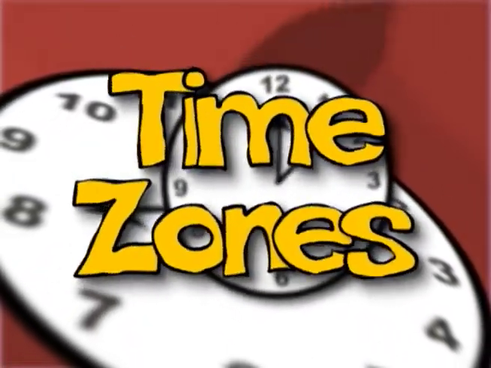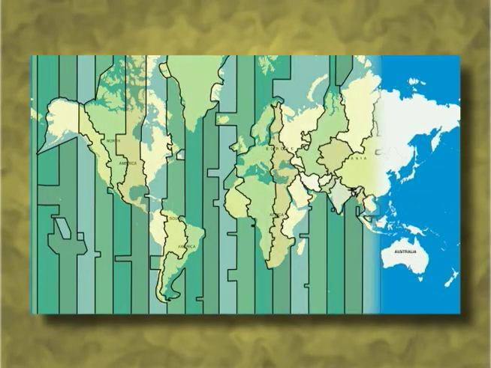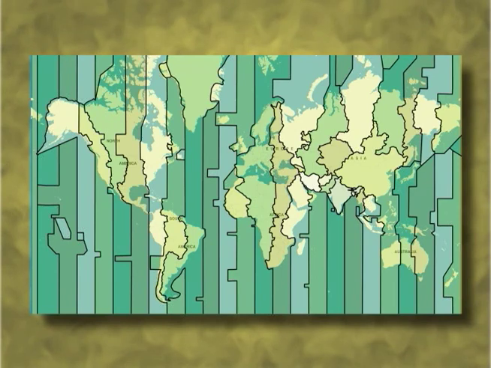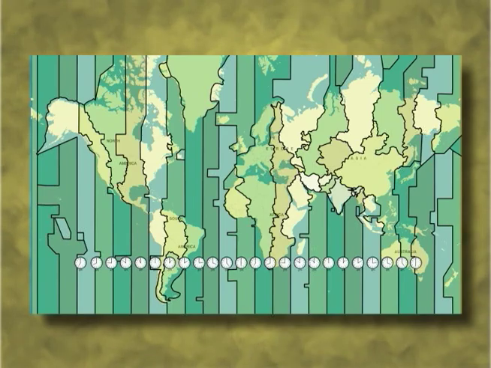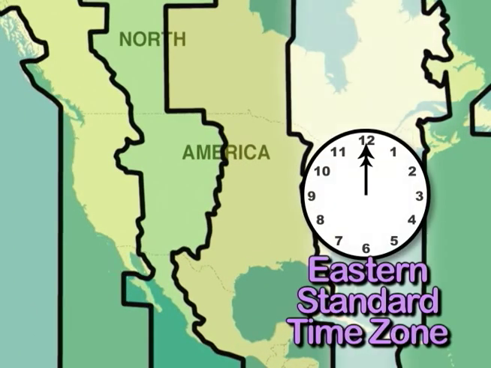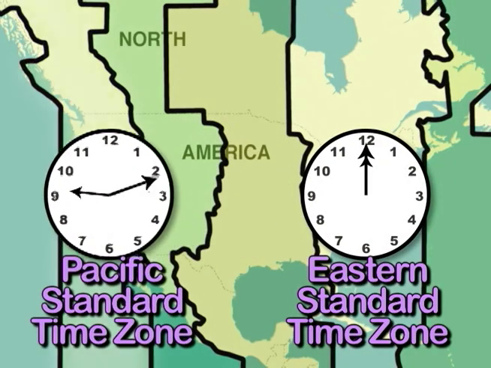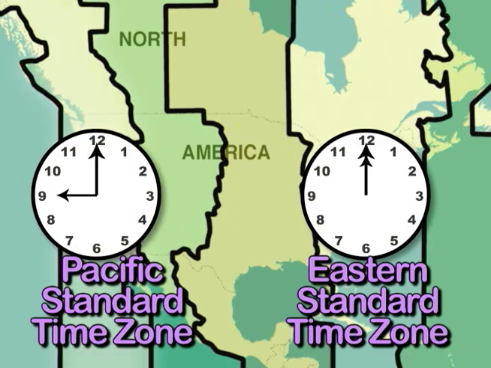Time zones. People decided to divide the Earth into 24 time zones. The time zone boundaries run north and south like lines of longitude. Within each time zone, the time is the same. In the Eastern Standard Time Zone, when it is 12 o'clock noon, 3 time zones to the west, in the Pacific Standard Time Zone, it is 9 o'clock in the morning.